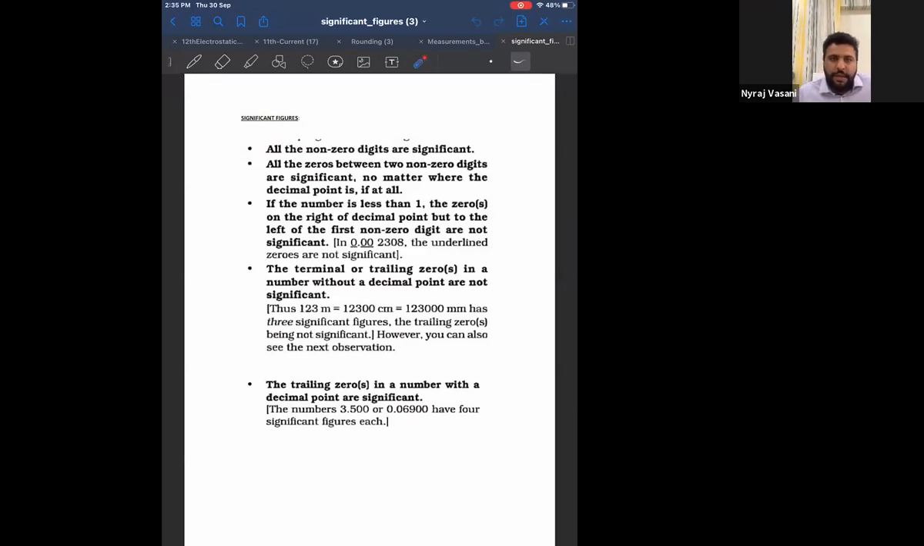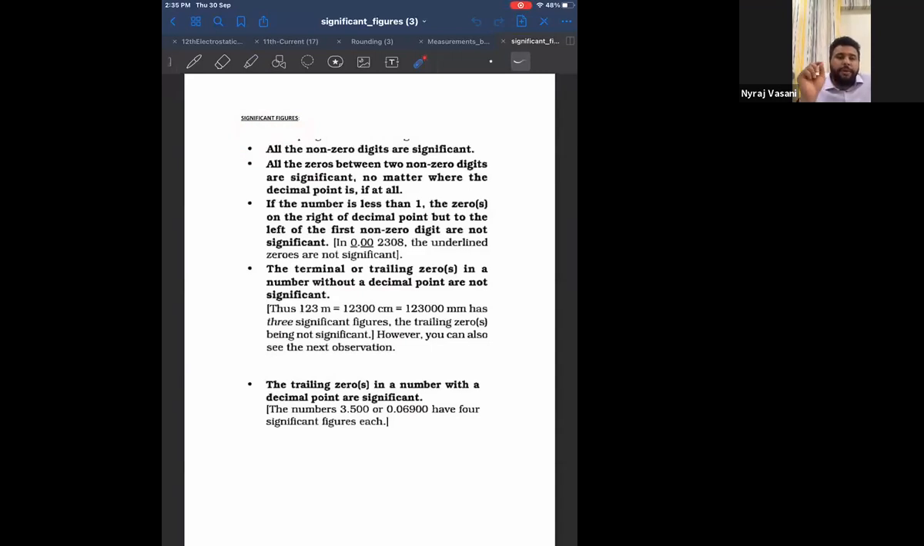Okay, everyone? So significant figures is where they'll give you a number and then ask you to find out how many significant figures this number has. So how do you find out? How do you calculate? You have to follow 4 rules. Now we will go rule by rule.